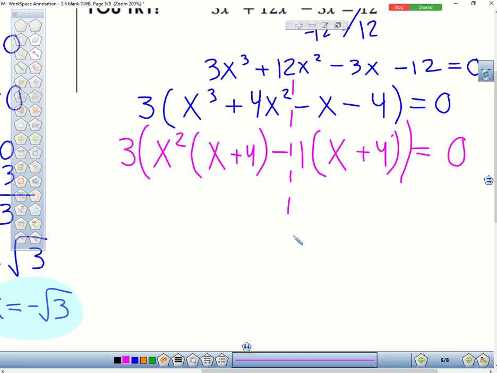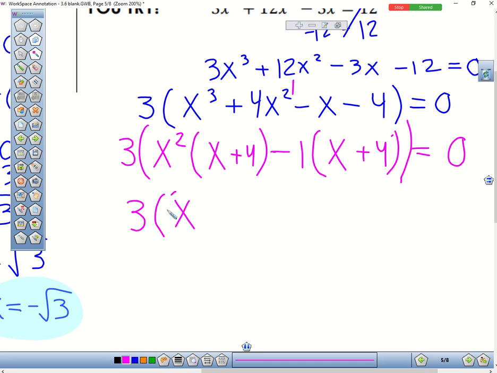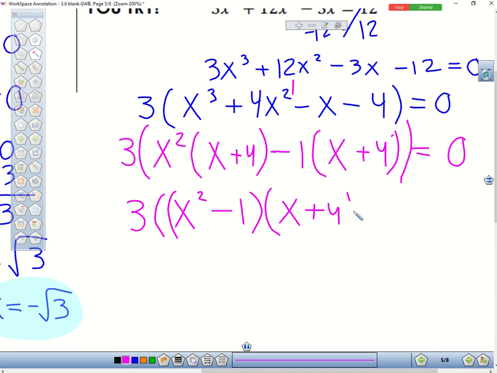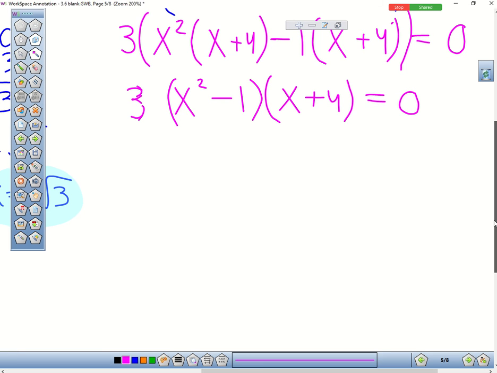Now what can I factor out of both of these? What do these have in common? Good, x plus 4. So I can factor an x plus 4 out, so I'm left with 3 times x squared minus 1 times x plus 4 equals 0. So you don't need that extra set of parentheses anymore. And then what can I do with all of these final products? Yeah, I can set each one equal to 0.